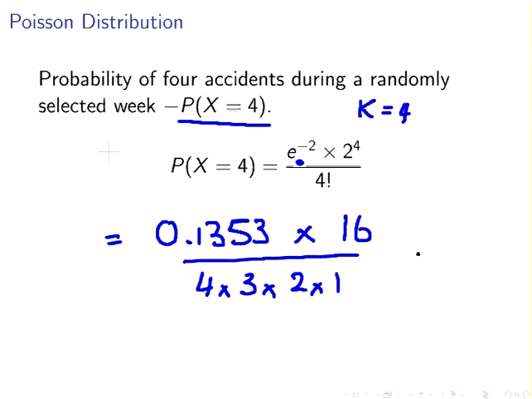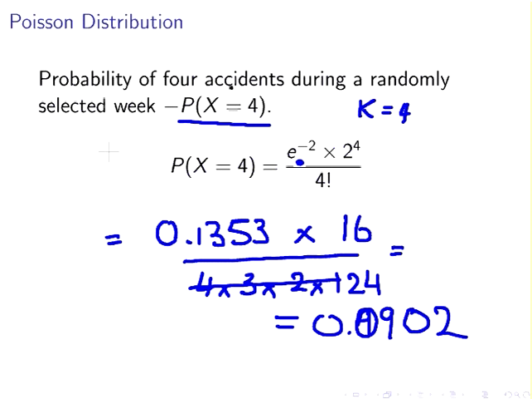So working that out all together, that is 0.1353 times 16 divided by 24. I'll just write it in there again, it's 24. That is equal to 0.0902. I'll just work to 4 decimal places because I've been using that so far. So that is the answer to the first one. It is about 9% approximately. Okay, so let's look at the second one now.